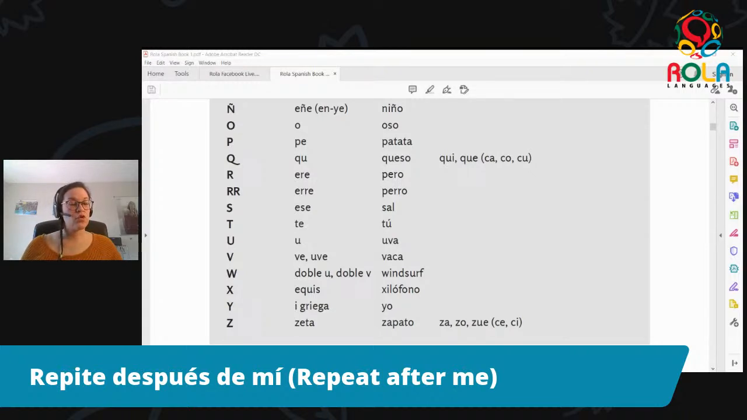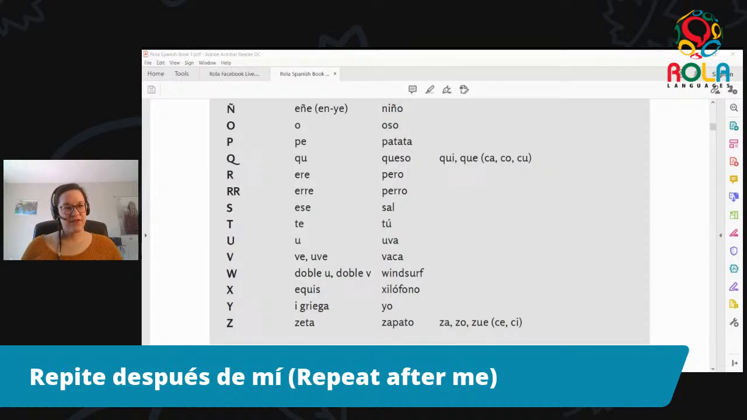Next we have W, with two different pronunciations. This one, like the letter K, there are no native Spanish words that involve this letter. So it's only words that are taken from other languages that will have W, like for example, windsurf, or word, which is an English word originally. Next we have X.